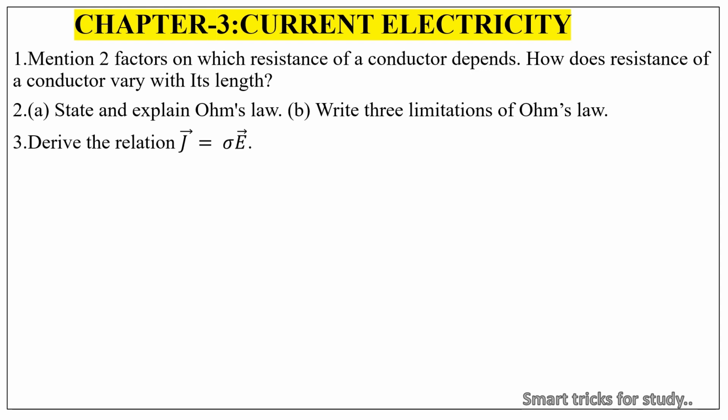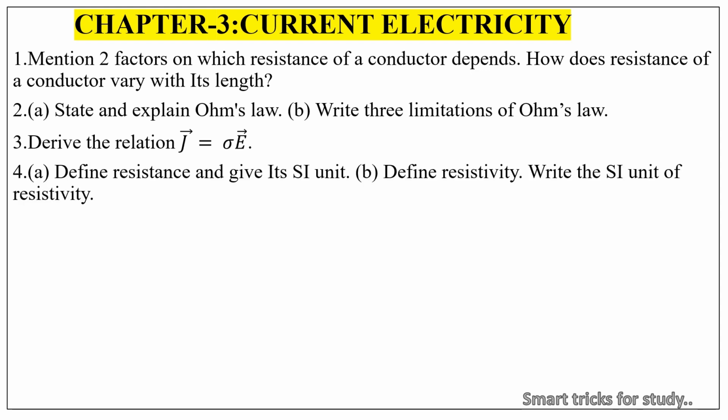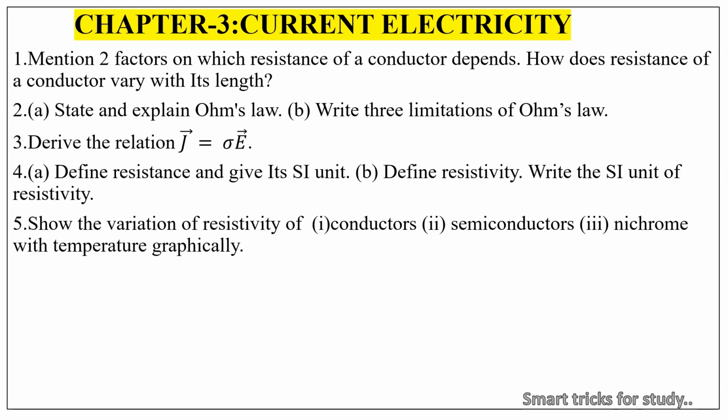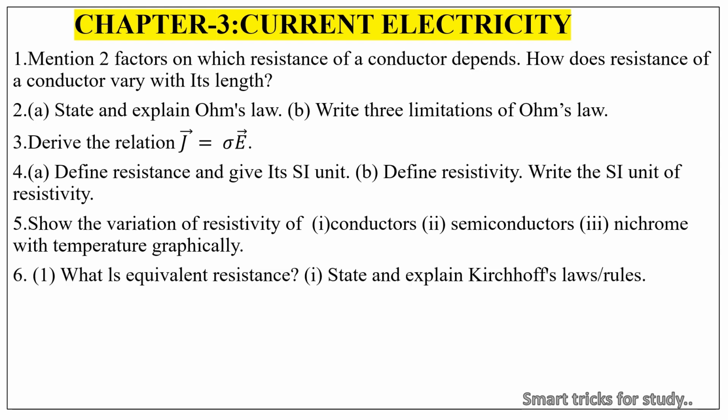3. Derive the relation vector J is equal to sigma E. 4. A. Define resistance and give its SI unit. B. Define resistivity. Write the SI unit of resistivity. 5. Show the variation of resistivity of 1. Conductors, 2. Semiconductors, 3. Nichrome with temperature graphically.